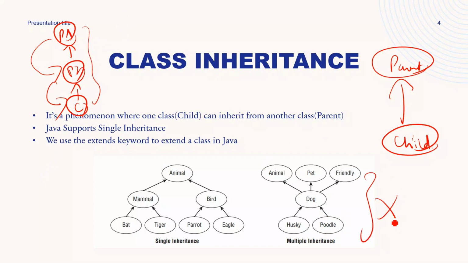This is multiple inheritance. It means that there is one child which is known as dog. It is inheriting from multiple parents, which are animal, pet and friendly. This is not possible. Java does not support this, and this can be a question in the exam as well as in the interview. They may ask you what this is and why Java does not support this. Then you can give a reason.